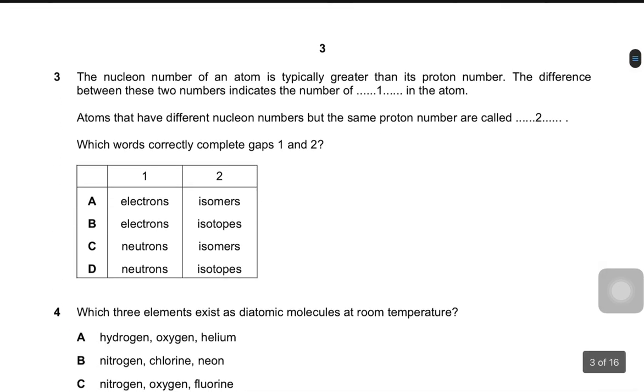The nucleon number of an atom is typically greater than its proton number. Obviously because it has neutrons, right? That is why nucleons are always more than protons. The difference between these two numbers indicates the number of dash in the atom. So atomic mass minus atomic number indicates the number of neutrons. So blank number 1 should be neutrons. Atoms that have different nucleon numbers but the same proton number are called isotopes. They're isotopes because they have the same proton number. So it's going to be number of neutrons and then isotopes. So I believe 3 has to be D for doctor again.